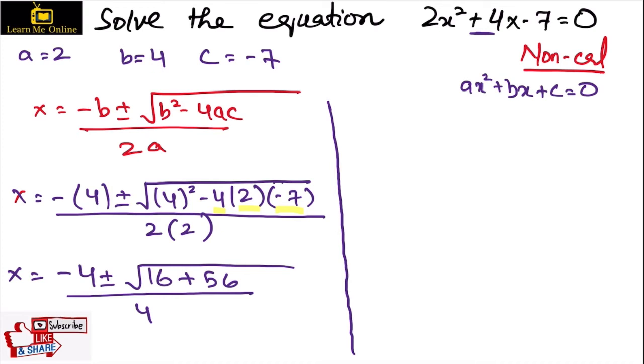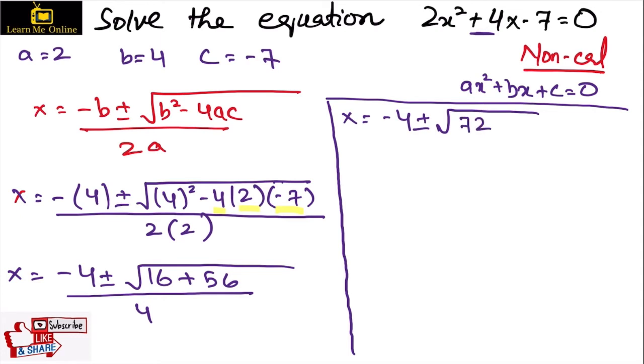So now I'm going to do the further simplification of what we have. So it's minus 4, and then we have plus and minus signs. When you do 16 plus 56, that would give you 72 here. The whole thing divided by 4. Now, we see that 72 is not a square number. How are we going to further simplify it? We try to split 72 as a multiple of a square number.